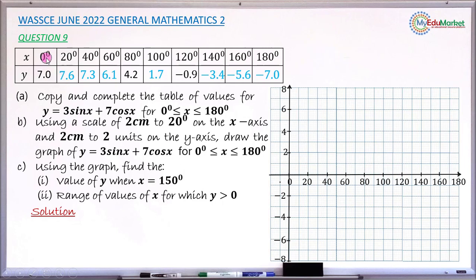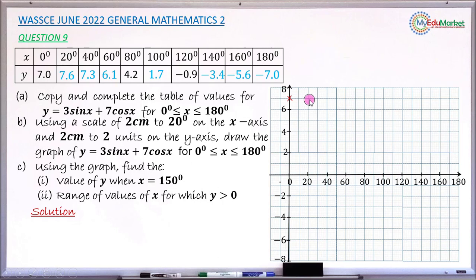Starting with the very first point, when x is 0, y is 7.0. I'll now find the appropriate place. This is the place, x 0, y 7, so I'll make a small marker there. Next, x 20, y 7.6. This is x 20, y 7.6. This is y 7. Each small division here is going to be 0.2.